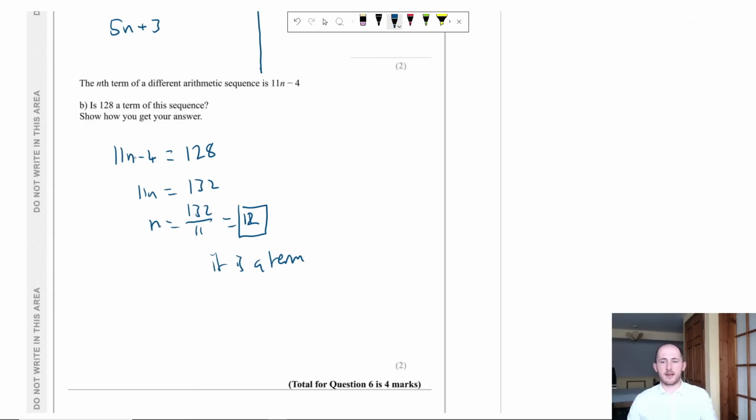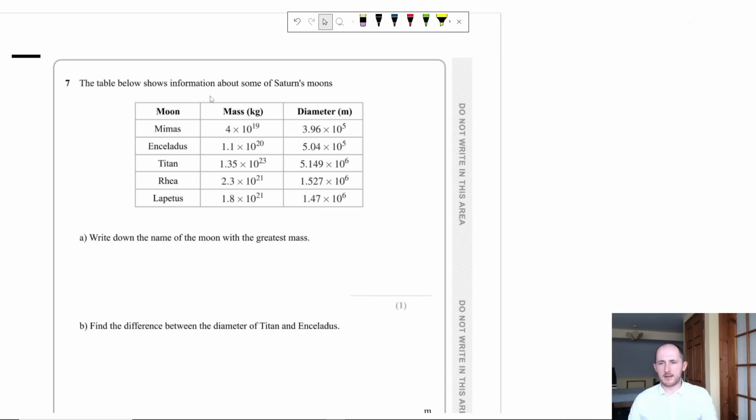And that's as simple as, okay, because we've got an integer number. The table below shows information about some of Saturn's moons. And then it says, write down the name of the moon with the greatest mass. So all you're looking for here is the one with the biggest power.